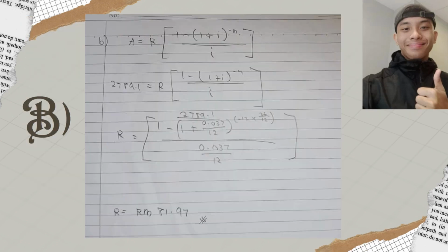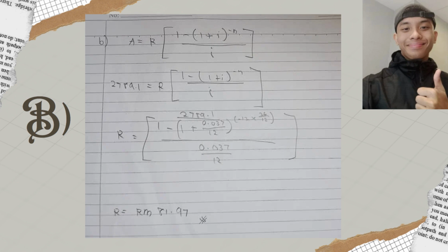After that, for question B, we calculate the monthly payment and the interest charge. First, we need to find the R. The formula I'm using in this question is A equal R 1 minus bracket 1 plus I bracket of minus N divide I. 2789.1 equal R bracket 1 minus bracket 1 plus I bracket of minus N divide I.